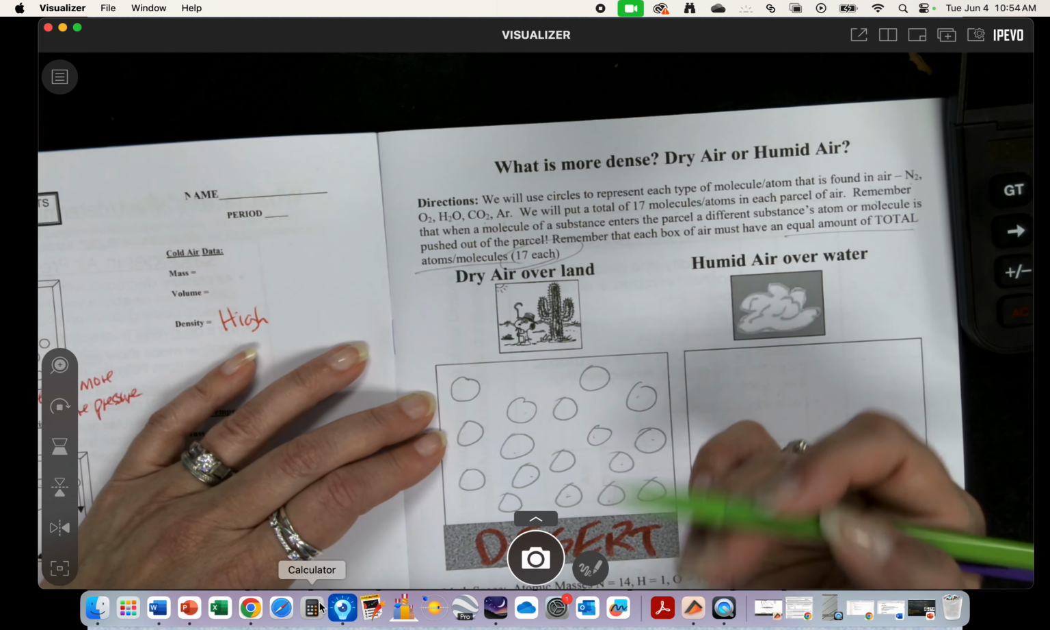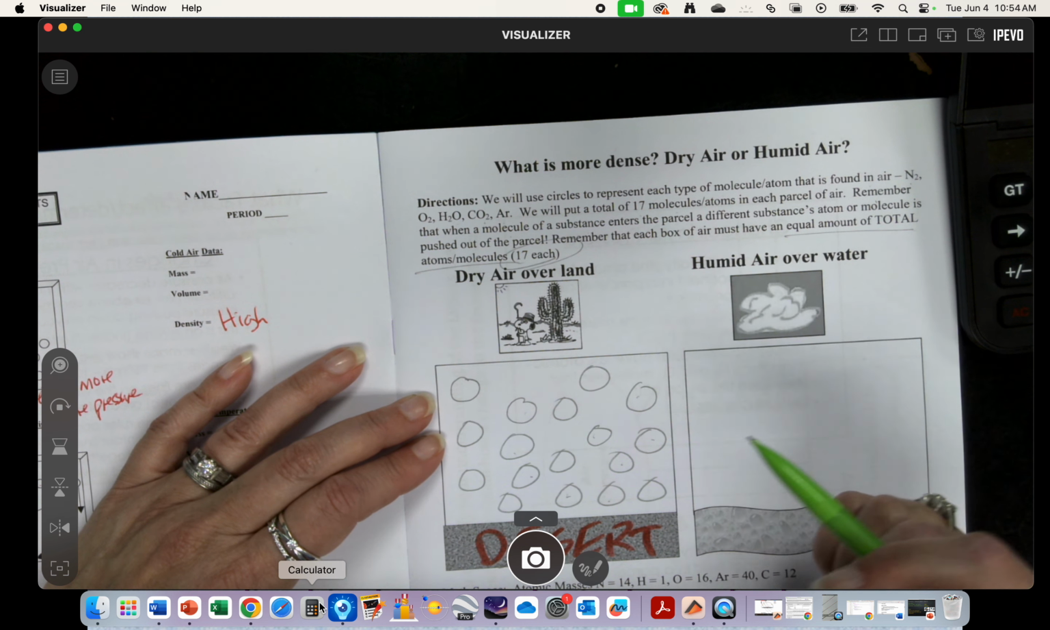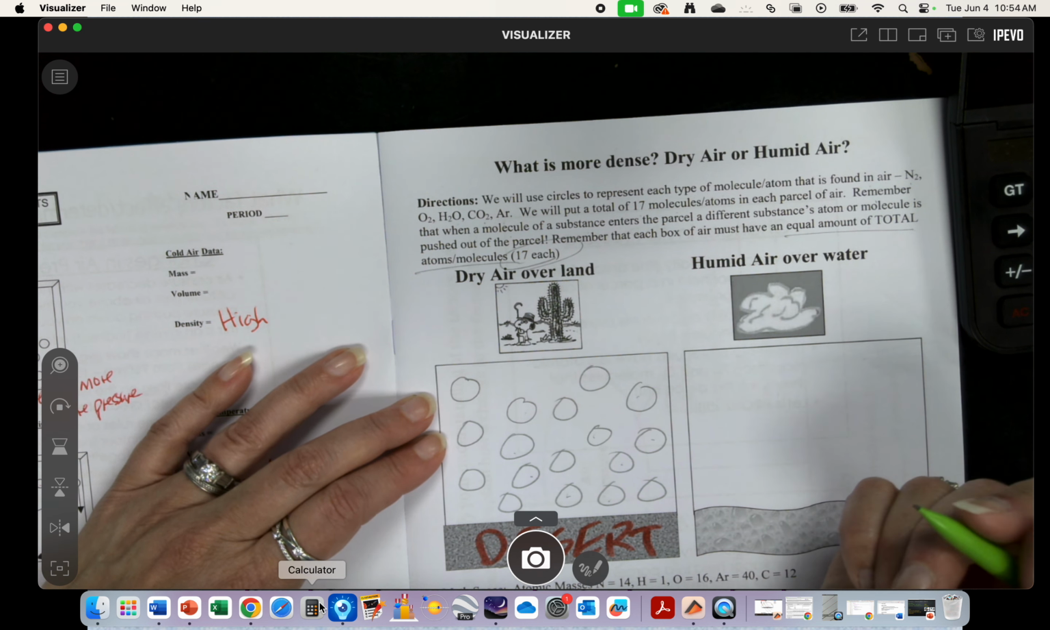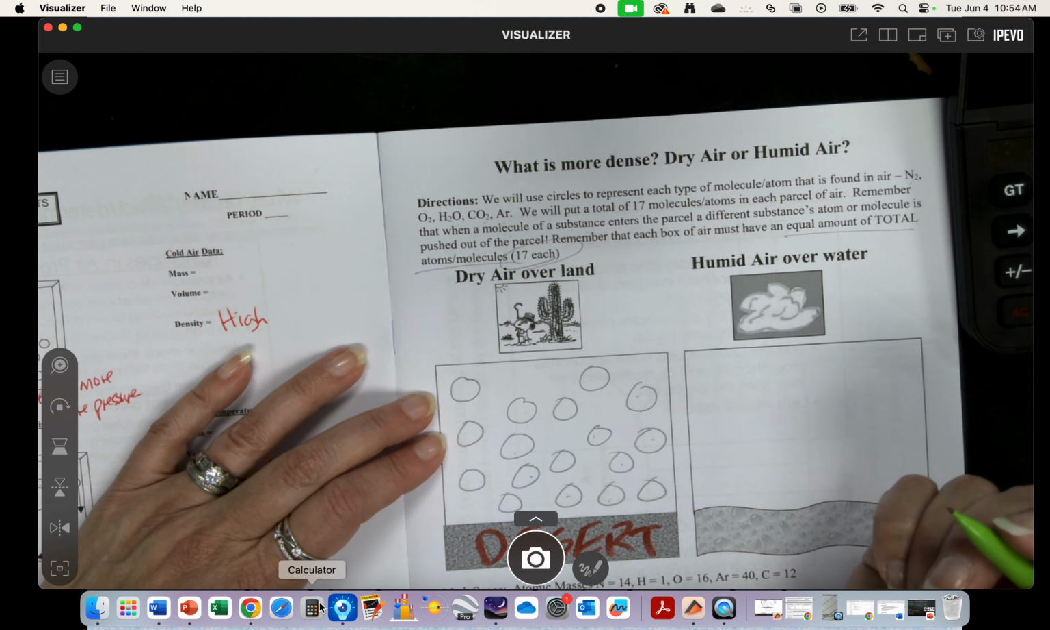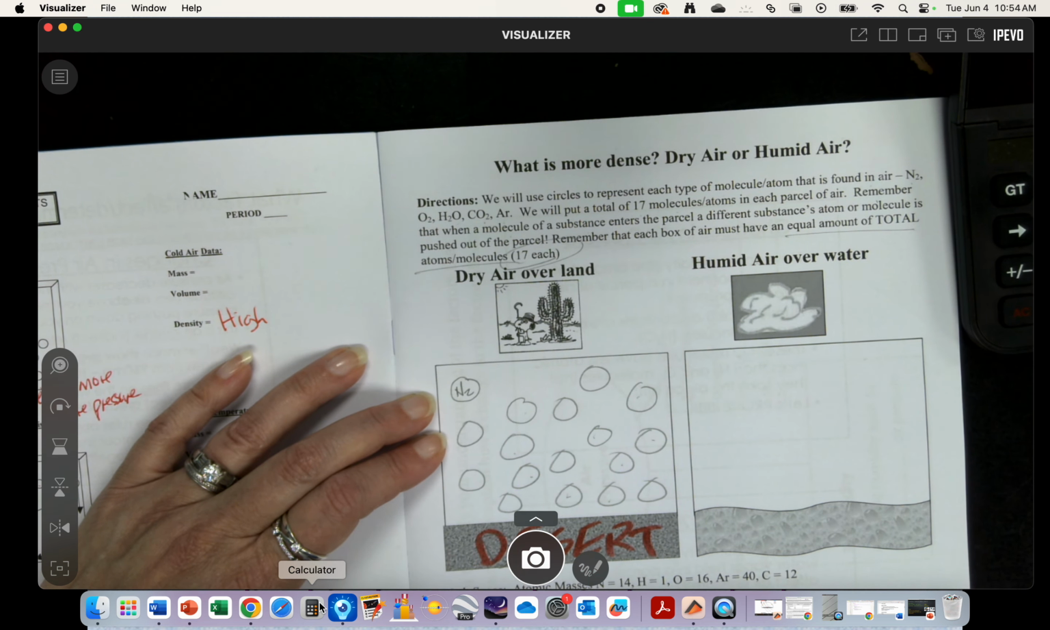Okay? Now, the majority of these air molecules is what gas? What's the majority of the atmosphere made of? Nitrogen. So let's make 10 of them N2. So just write N2 in 10 of them. Spread them out.